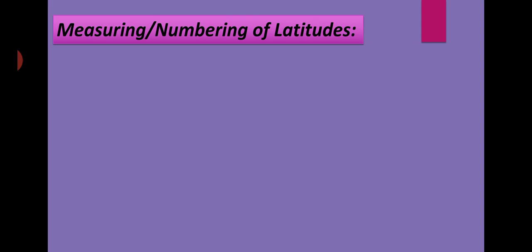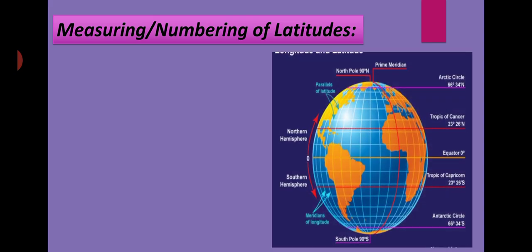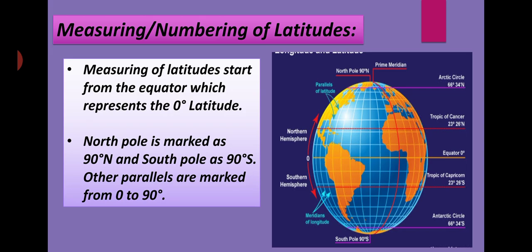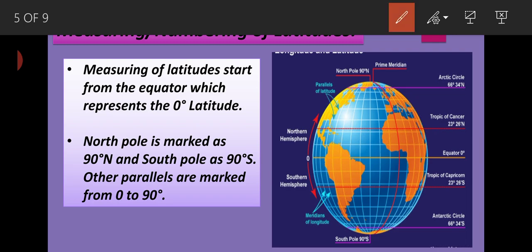Other than the characteristics or the features of the latitudes, the numbering of the latitudes, or we can say the measuring of the latitudes, is also very important to know. What is the numbering or the measuring of the latitudes? The latitudes are divided into certain degrees, from 0 degree. This 0 degree is nothing but the equator, which we know. The measuring of latitude starts from the equator, which represents the 0 degree latitude.